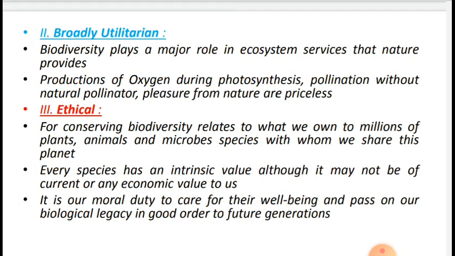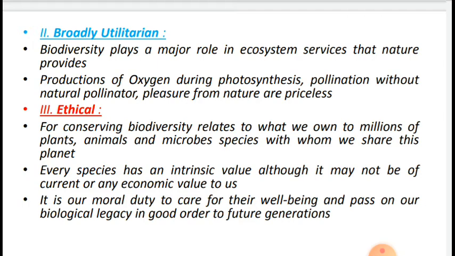If we talk about the third argument, that is ethical. The ethical argument for conserving biodiversity is related to what we owe to millions of plants, animals, and microbe species with whom we share this planet. As we know, so many living organisms are surviving on this earth, except human beings. Products from plants and animals are very useful to mankind. It's one type of ecosystem service. They are providing it to us free.